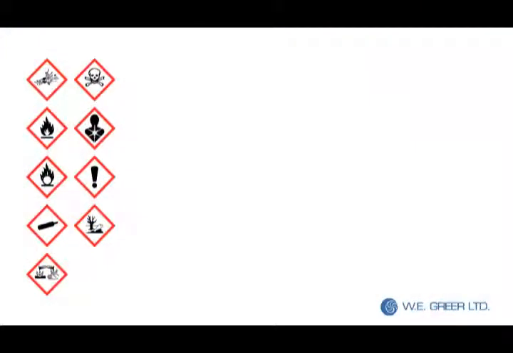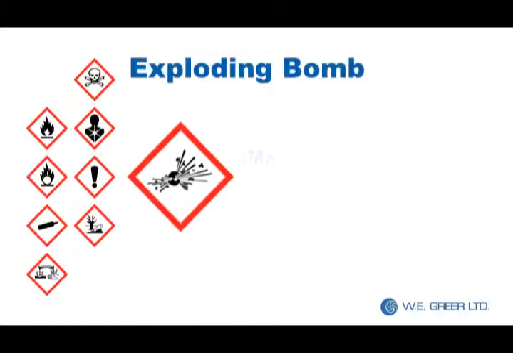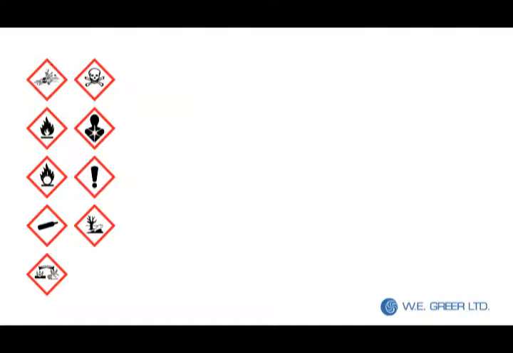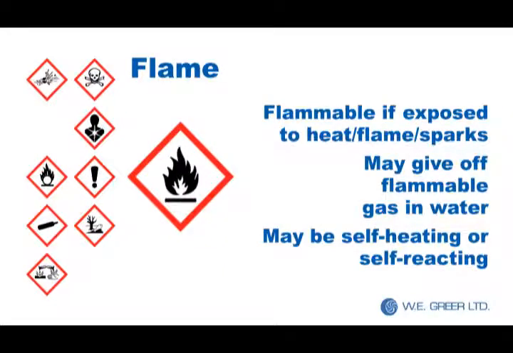An example of such a substance would be biological waste in a hospital. Here are the basic symbol meanings and precautions. The exploding bomb represents products that may explode if exposed to heat, flame, friction, or shock. The flame represents products that are flammable if exposed to heat, flame, or sparks, or may give off flammable gases in water. It also includes products that are self-heating or self-reacting.